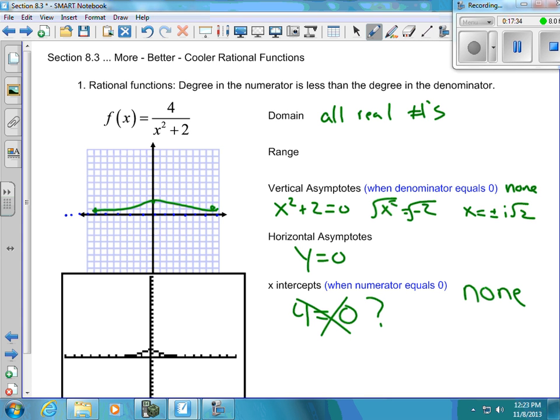Range. The range, what are the y values? Where are they restricted to? Well, our y values never go below 0. They actually never touch 0. So they are greater than 0. But they're also smaller than or equal to 2, because 2 is the highest we go. So our range is all real numbers between 0 and 2.